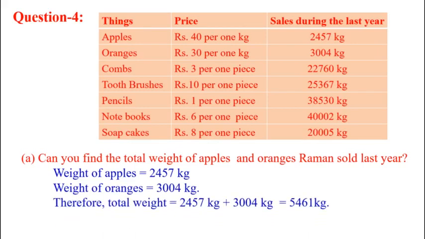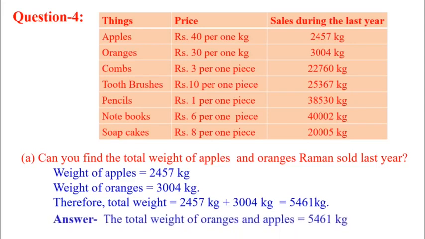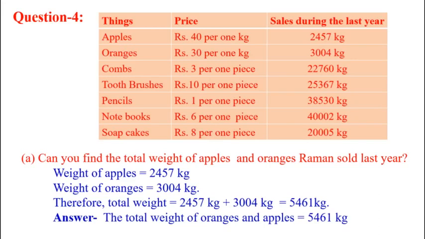So total weight is equal to 2457 kg plus 3004 kg is equal to 5461 kg. So the answer is, the total weight of oranges and apples is 5461 kg.